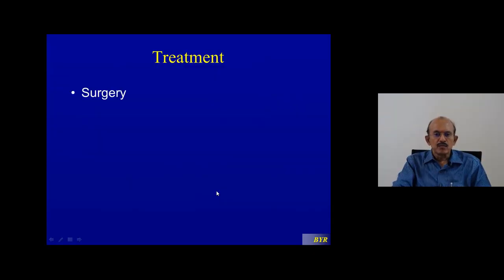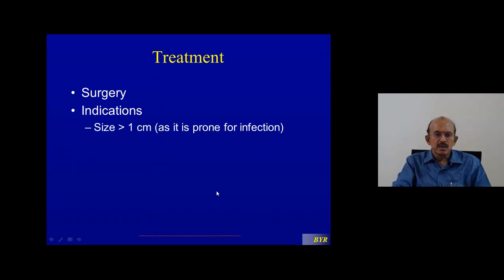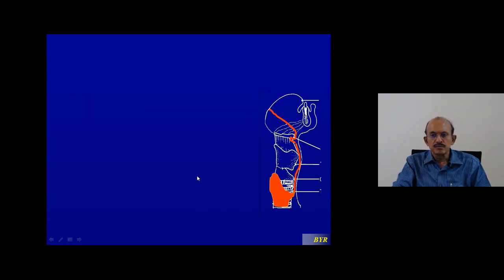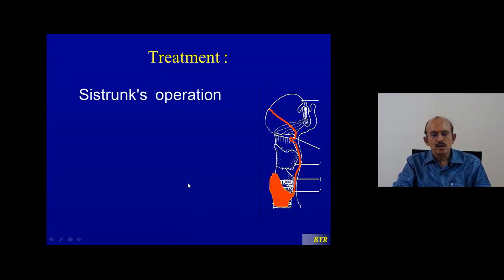Treatment: surgical treatment is the only option. Indications: size more than 1 centimeter is prone to infection. That is why any cyst which is more than 1 centimeter has to be removed. The operation is called the Sistrunk operation.